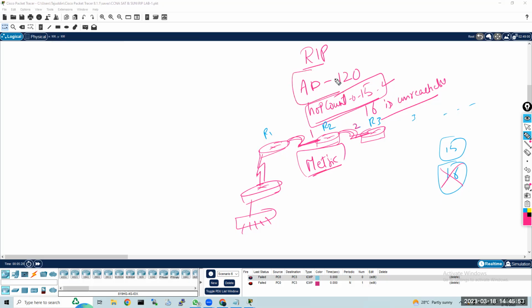Okay, in most organizations RIP is not recommended because of the higher administrative value. The lower the AD value, the better the communication. So RIP also comes under your dynamic routing. It will come under your dynamic routing, guys. I hope it's clear, right?